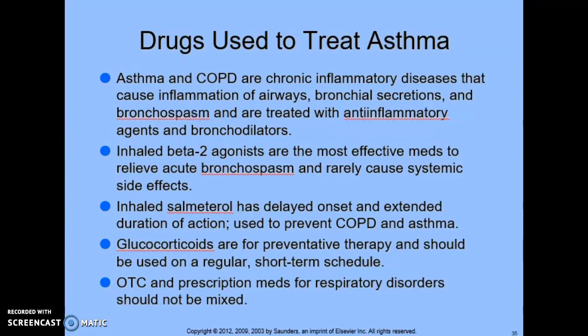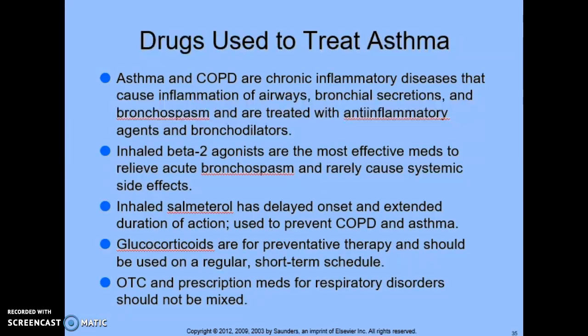Asthma and COPD are chronic inflammatory diseases that cause inflammation of airways, bronchial secretions, and bronchospasms, and are treated with anti-inflammatory agents and bronchodilators. Inhaled beta-2 agonists are the most effective meds to relieve acute bronchospasms and rarely cause systemic side effects. Inhaled salmeterol has delayed onset and extended duration of action, and it's used to prevent COPD and asthma.